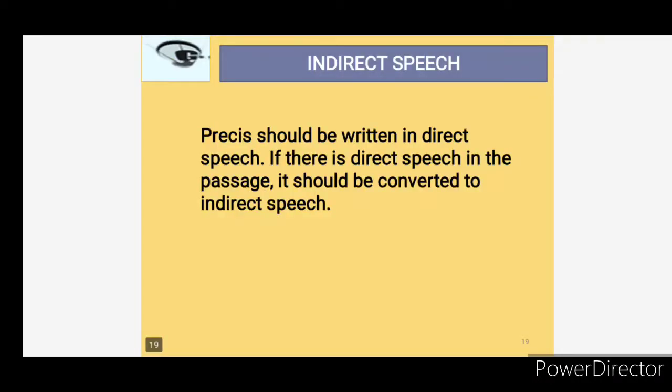Then we have indirect speech. So Precis should be written in indirect speech. If there is direct speech in the passage, it should be converted to indirect speech. So direct speech can be converted into indirect speech.